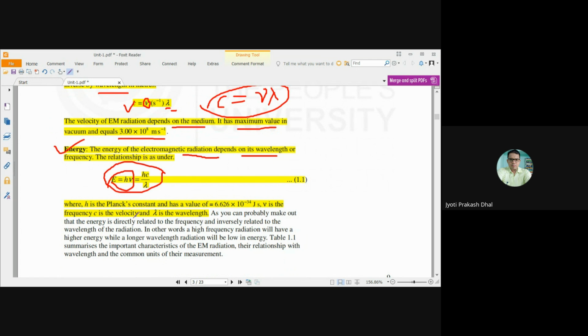In this equation, c is the velocity of electromagnetic radiation, which is considered to be 3 into 10 to the power 8 meter per second. Lambda is the wavelength of the electromagnetic radiation, and h is Planck's constant. You have to remember the value of Planck's constant: h equals 6.626 into 10 to the power minus 34 joule second.